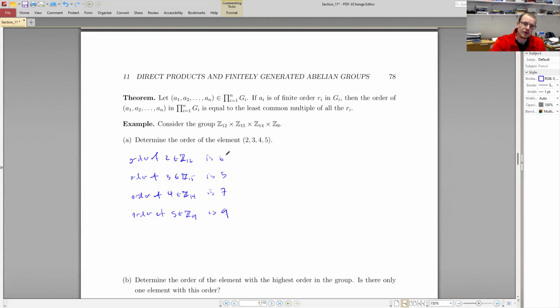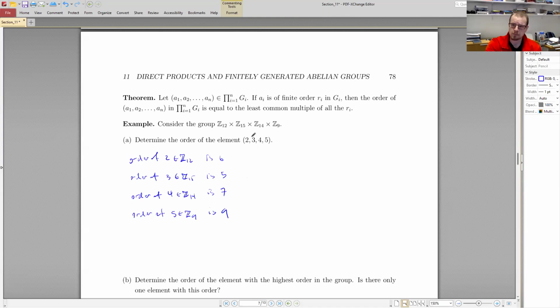So now what happens is as I take this element and add it to itself, after I do that 6 times, this will be 0. After I do it 5 times, this will be 0. After I do it 7 times, this will be 0. And after I do it 9 times, this will be 0. So it works out very nicely that each of them will be 0, but I want them 0 all at the same time in order to determine the order of this element. When is that going to occur?